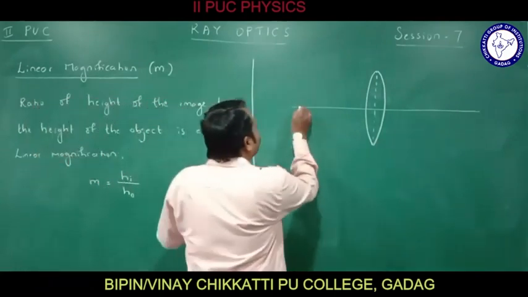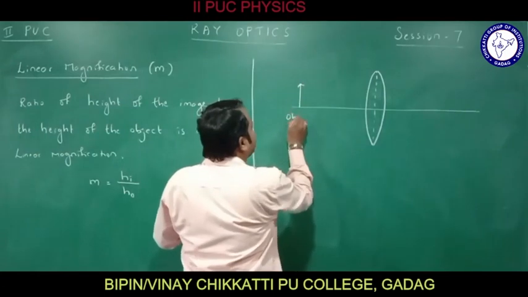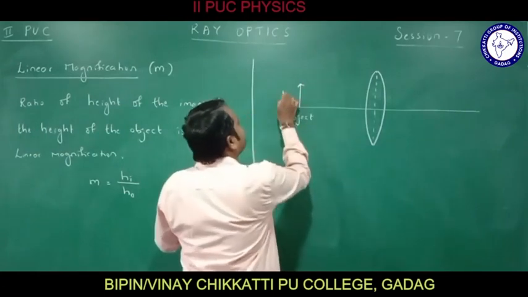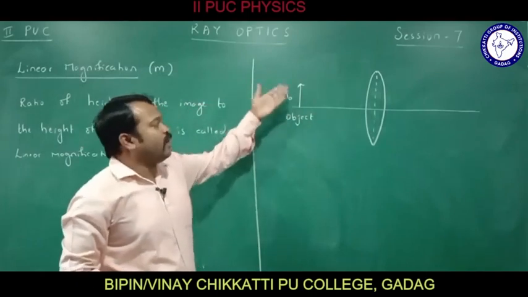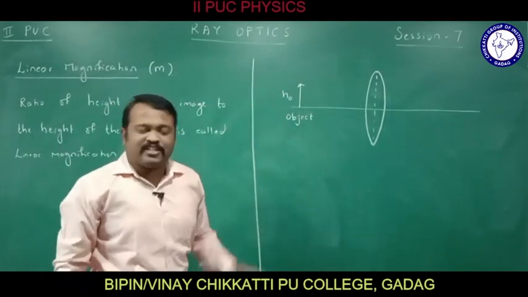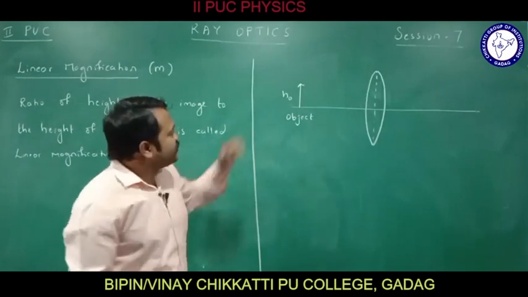Let me take the object here. This is the object and this is the height of the object. Right? Height of the object. It is upwards from the principal axis, that's why we can take it as positive. This is the height of the object.